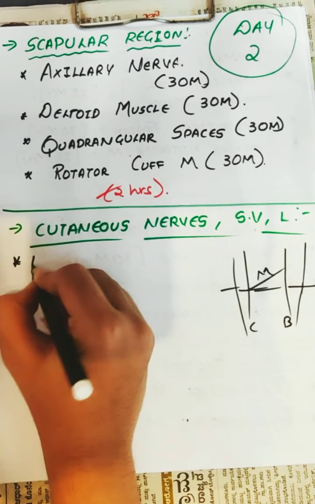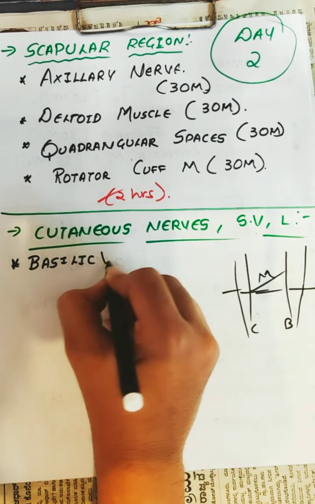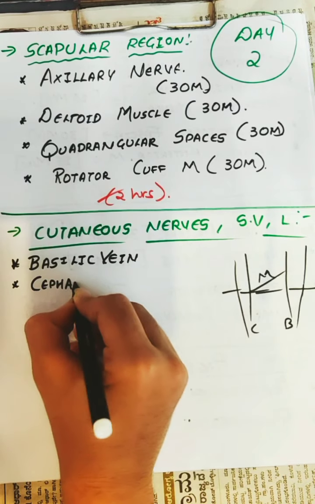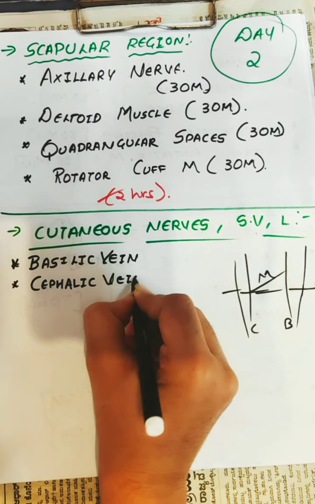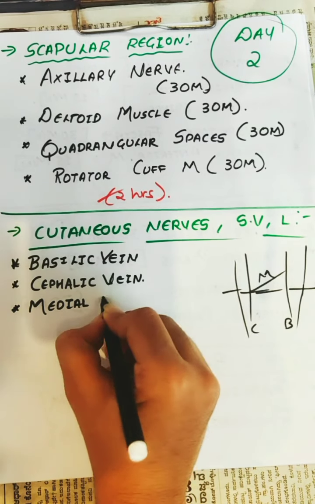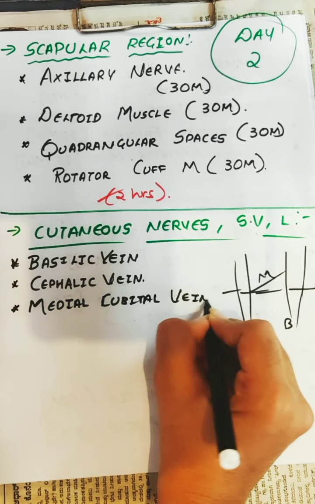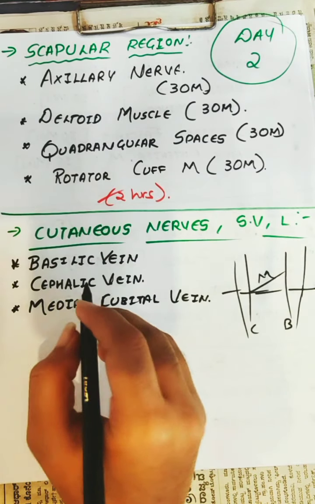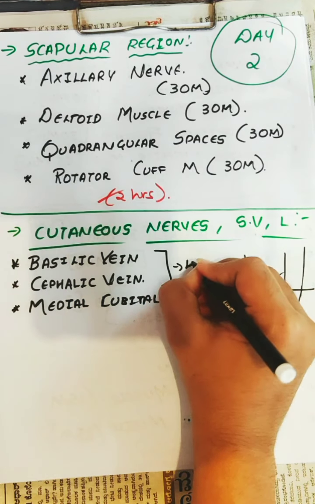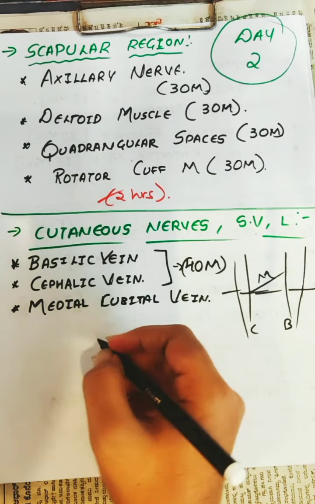So study the basilic vein, cephalic vein, and median cubital vein. Try to complete this region within, I'll give 40 minutes. Actually it's more, but try to complete it within 40 minutes.